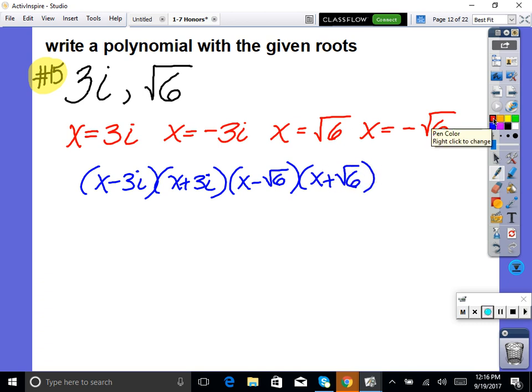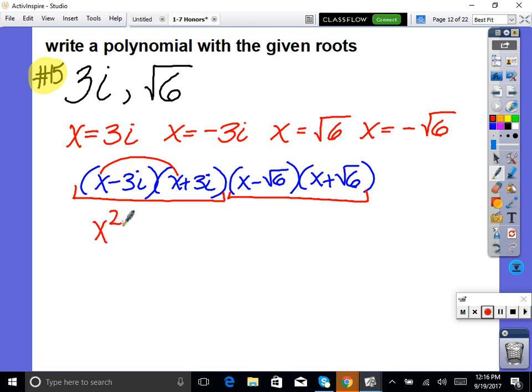Anytime you're multiplying four things together, multiply 2 together, multiply the other 2 together, and then multiply it all together. You should always multiply conjugates together. So focus on multiplying those two, focus on multiplying those two. Let's do this quickly. x squared, right? Now think advancedly. The middle term cancels out, so do I need to write it? No.